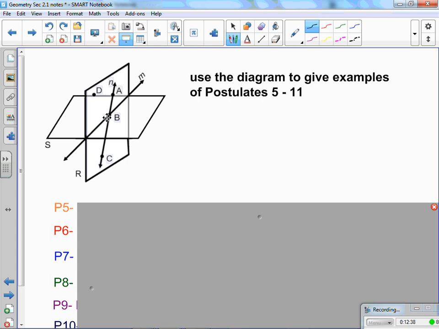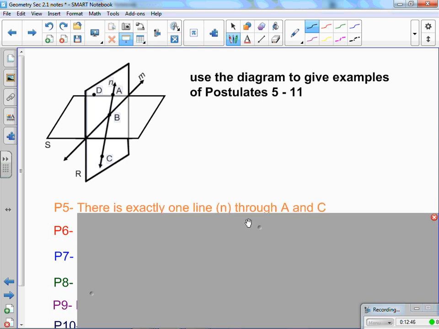Line M only shows point B. So I want to talk about line N and say that there is exactly one line, known as line N, that goes through A and C. One line going through points A and C.